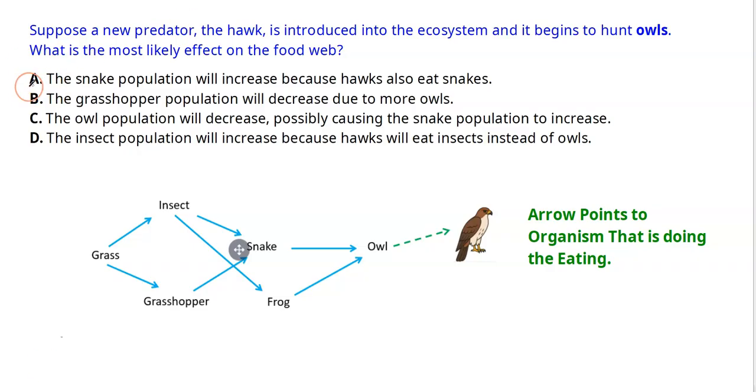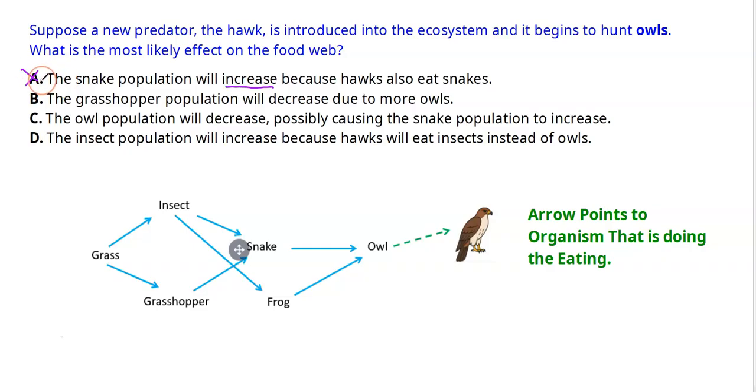Well, let's see if answer choice A makes sense. It says the snake population will increase or go up because the hawks also eat snakes. Without even looking at this food web, this doesn't make any sense. Because if hawks were to eat snakes, which it says in this answer choice, what would happen to the snake population? It wouldn't increase, it would decrease.